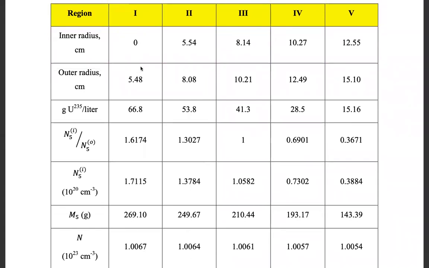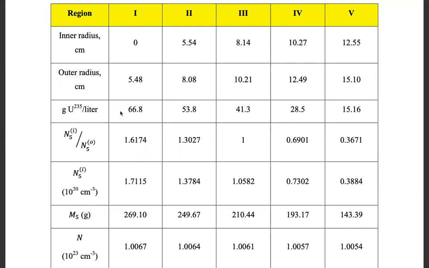The inner radius, for example, of the first region goes from 0 to 5.48. The second goes from 5.54 to 8.08. So between this and this, there's the thickness of the divider. So here the thickness is that much, here the thickness is that much, and here the thickness. So this is the first region, second region, third region, fourth region, and fifth region. Now, the grams of U-235 per liter are this much.